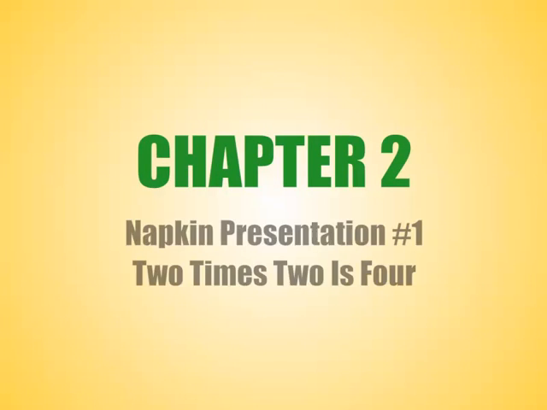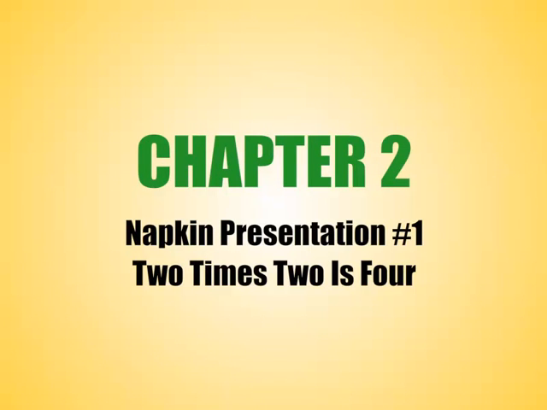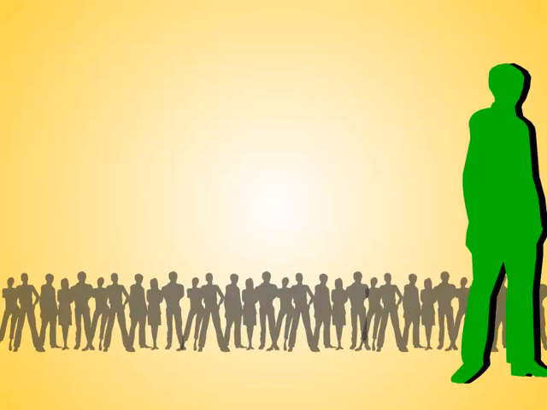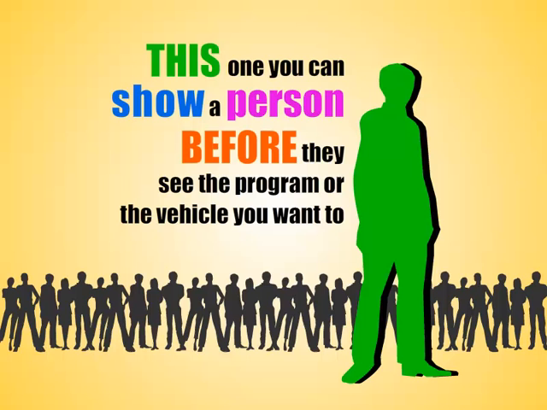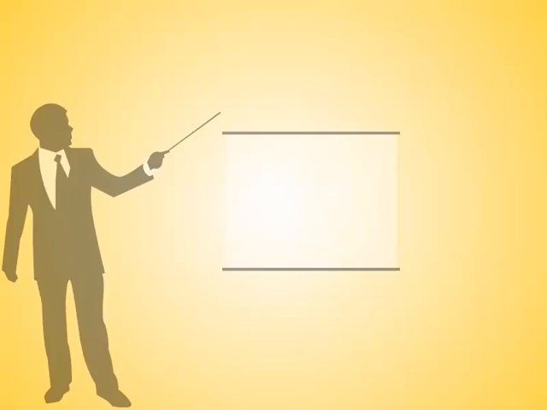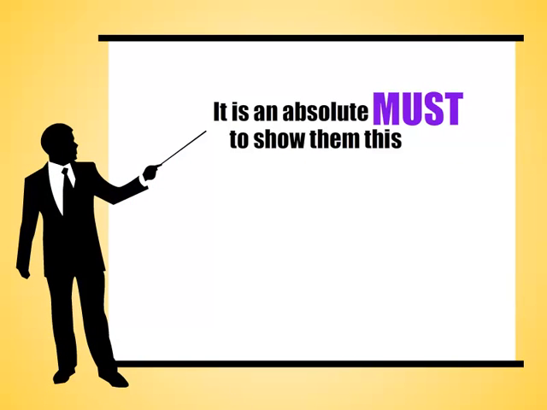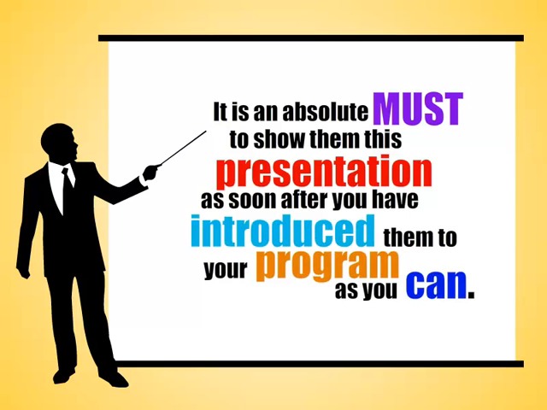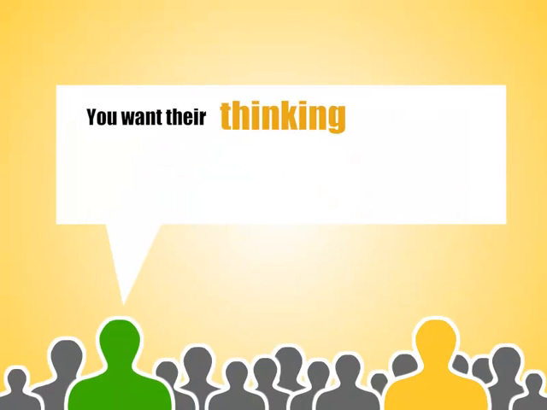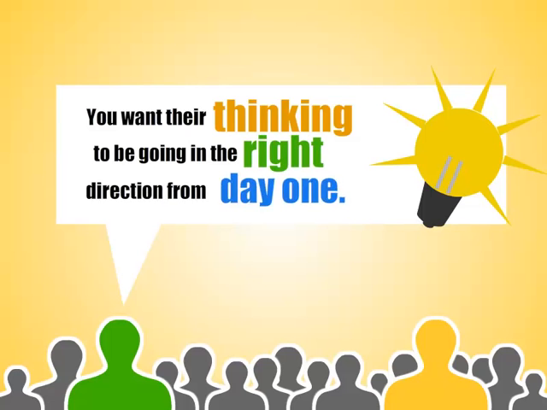Chapter 2, Napkin Presentation Number 1. 2 times 2 is 4. This one you can show a person before they see the program or the vehicle you want to share with them. It is an absolute must to show them this presentation as soon after you have introduced them to your program as you can. You want their thinking to be going in the right direction from day one.